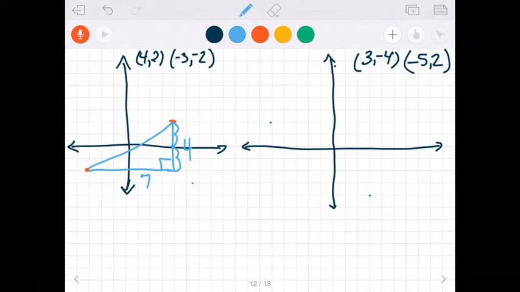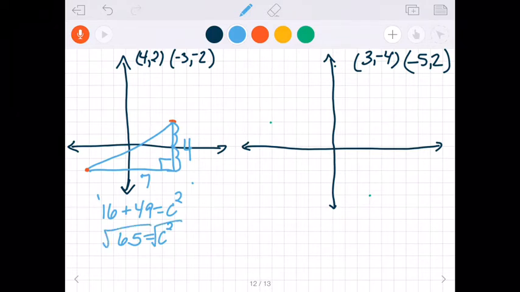So a squared plus b squared equals c squared. Okay, and c squared, our hypotenuse, is that distance that we're looking for. So 16 plus 49, that's 65, equals c squared. All right, and so what does c equal? Take the square root of both sides, and we find that c equals the square root of 65.